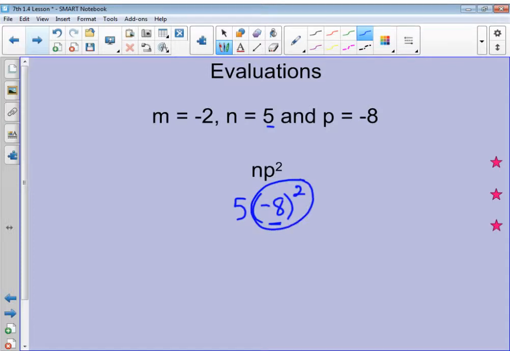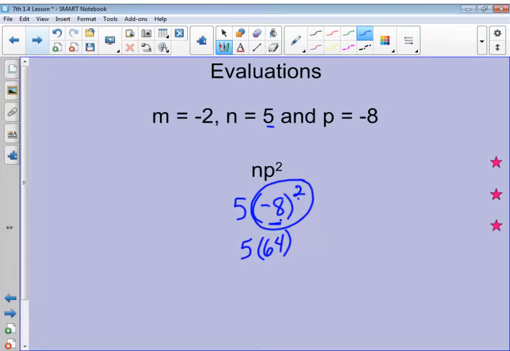So we're working order of operations also. So here it's grouped together. So an even number of negatives would be a positive answer. 8 times 8 is 64. So now I have 64 and I have 5 still sitting out here.